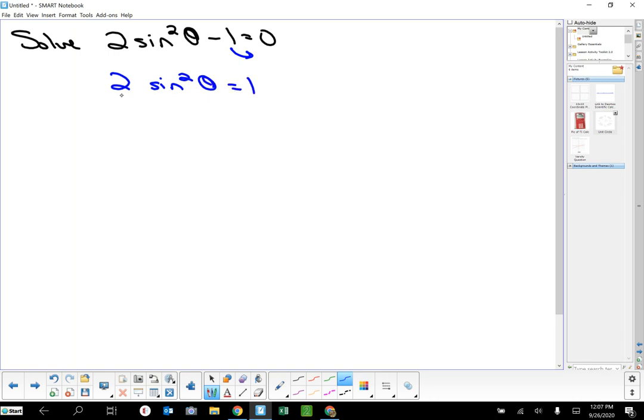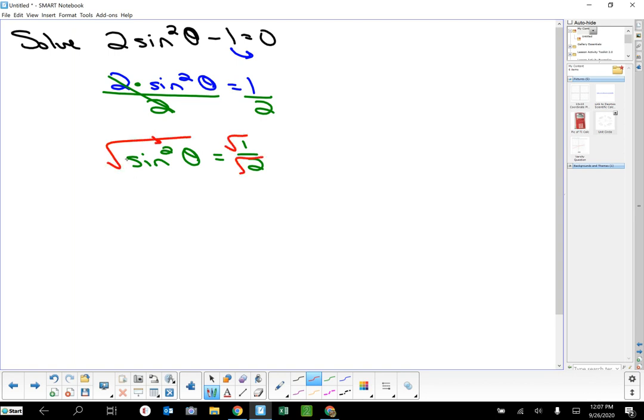Equals 1. Then I'm going to divide by 2. And remember, this is attached to the sine by multiplication, right? So I have to undo the multiplication by division. So I have sine squared theta equals a half. Now I'm going to undo the squared by taking the root. It's the only way I can do that.